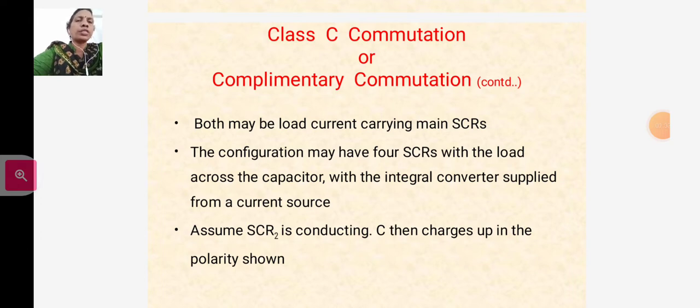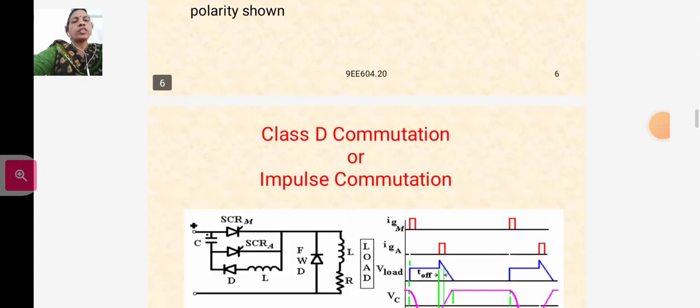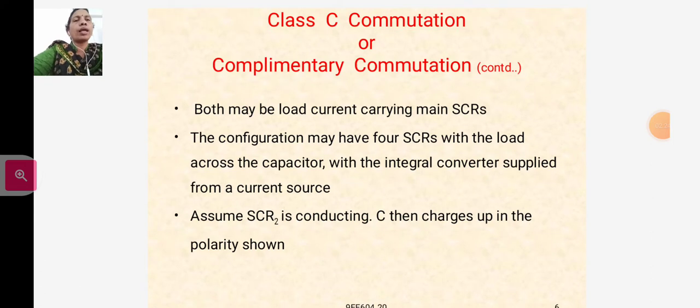The configuration may have 4 SCRs with the load across the capacitors, with the integral converter supplied from a current source. Assume SCR2 is conducting, then C charges up in the polarity. It is known as class C commutation.